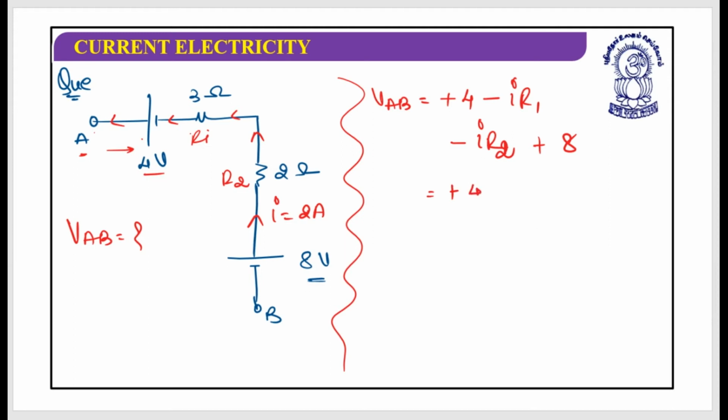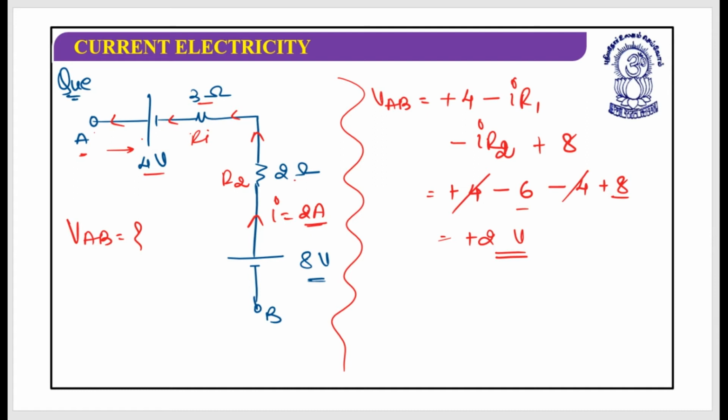So this is plus 4 minus current. Current is 2 ampere, resistance is 3 ohm, it's minus 6, minus 2 multiplied by 2, it's minus 4, plus 8. So plus 4 minus 4 has gone, plus 8 minus 6, this is plus 2 volt. I hope those things are clear. Yes. Is it clear?